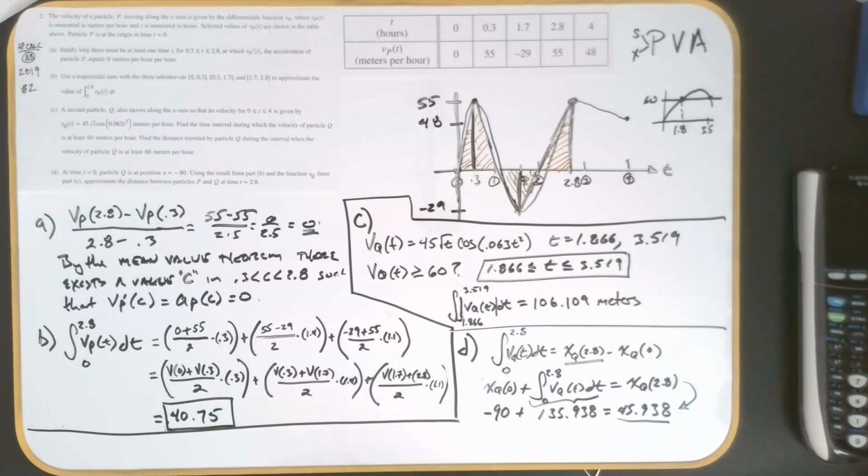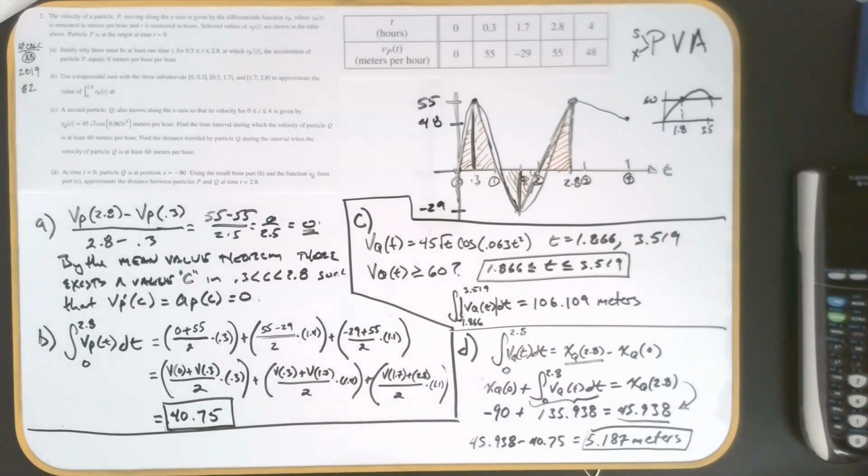So they said, how far apart are they? Well, we'll just subtract these. So the final part we would say is 45.938 minus 40.75, and we can throw that in our calculator. I think we're going to get 5.187. 5.187 meters apart. Okay, that would be our final answer.